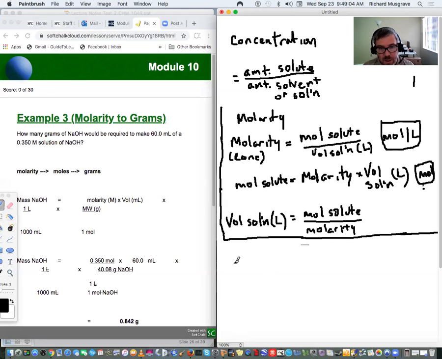So we're starting out, we need the molarity. Now you can start with the molarity or you can start with the volume here because we're multiplying them together. Just for kicks, I'll start with the molarity. So it'll be 0.350. And I'm going to make it moles per liter so that I can more easily see the units. I'm going to multiply it by this volume, 60.0 mils.